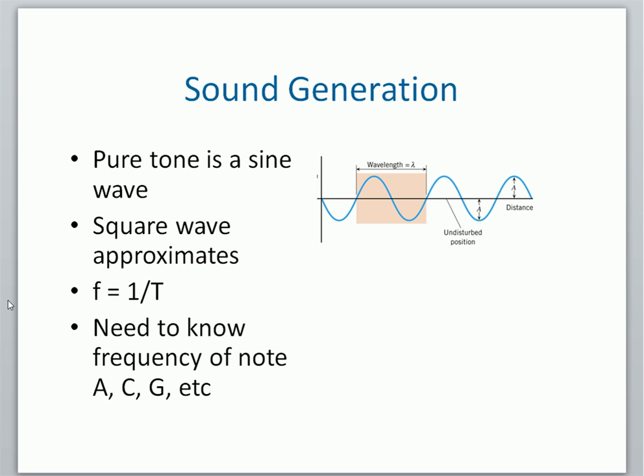We'll also play around with sound generation. We are giving you little, really cheap speakers. A pure musical tone is a sine wave, but we're generating square waves. If you send a square wave through a speaker, it'll make a noise. It might not be as pretty as a sine wave, but it still makes a noise. Remember that frequency is 1 over the period.